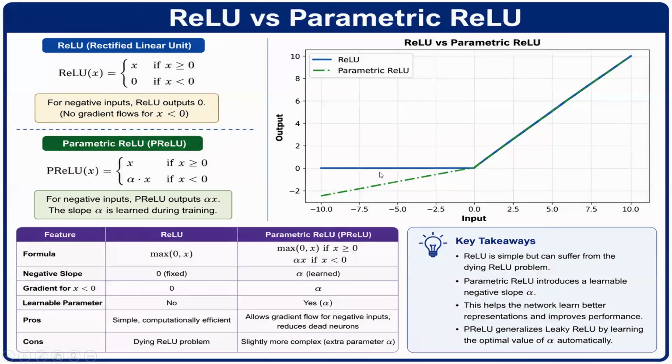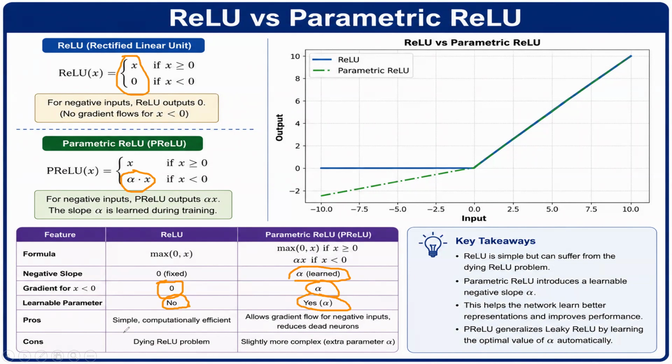Now let us see the difference between ReLU and parametric ReLU. The ReLU function is given like this: for x greater than or equal to 0, the output is x. For parametric ReLU, we have added alpha for negative values. Let us see the formula here, which we have discussed. For the negative slope, the value is 0 in ReLU, but in parametric ReLU, alpha is a learned parameter. For the gradient at x equal to 0, in ReLU the output is 0, but here it is alpha. In ReLU there is no learnable parameter, but in parametric ReLU alpha is a learnable parameter.